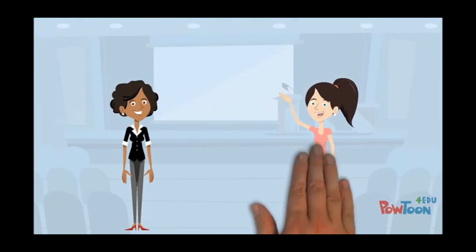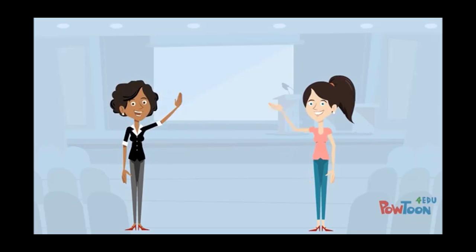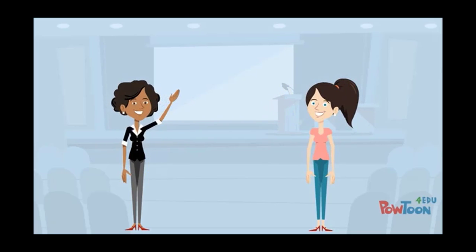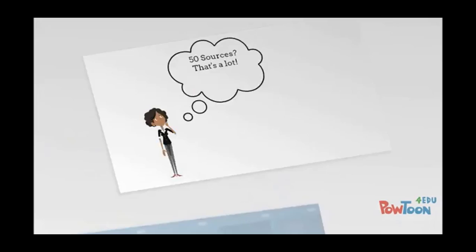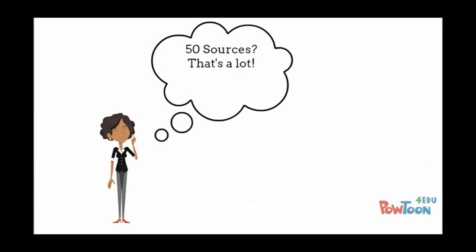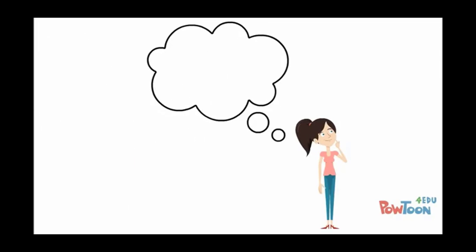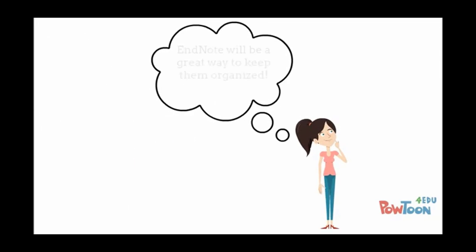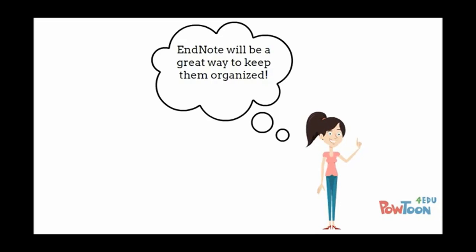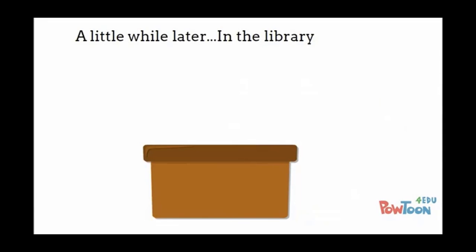Story of Jackie and Jane, two graduate students who have just received an assignment to do a 50-source literature review. Jackie is overwhelmed. It's a lot of sources and she's not sure how to organize them. Jane, however, uses EndNote and knows exactly how to move forward.